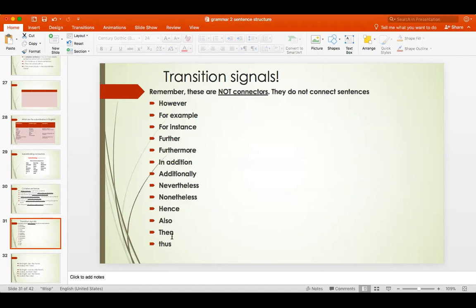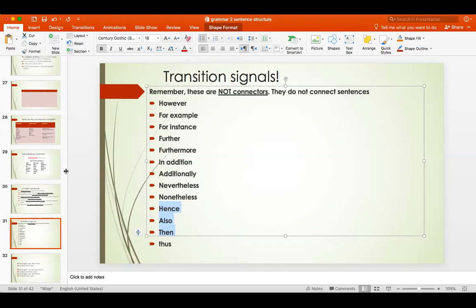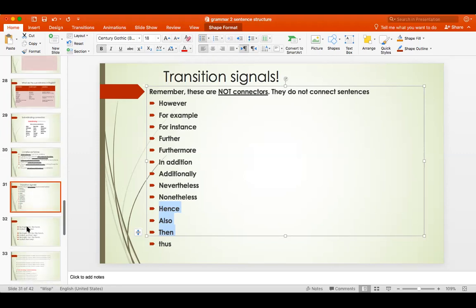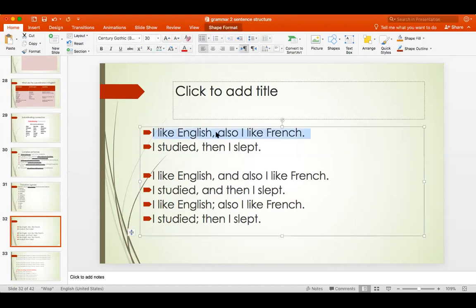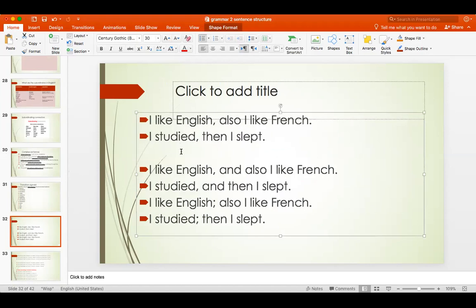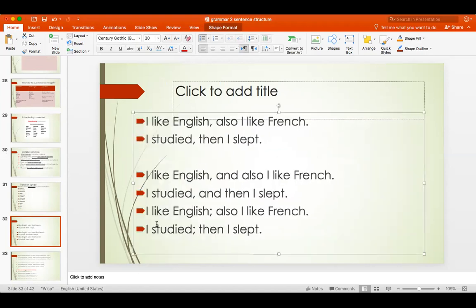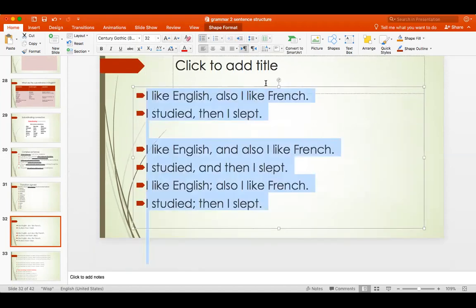And this is the long list. Pay attention to then and also, because I know many of you always prefer to say also, then, also, then. Please try to vary your connectors, vary your sentence structure, and write properly. So this sentence is wrong. Why? Because also is not a connector, and the comma is not a connector either.